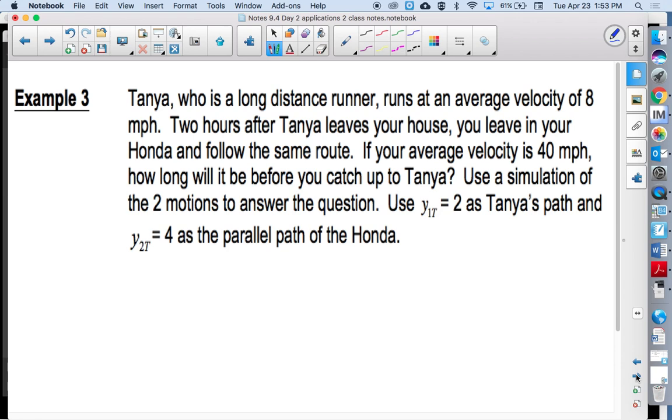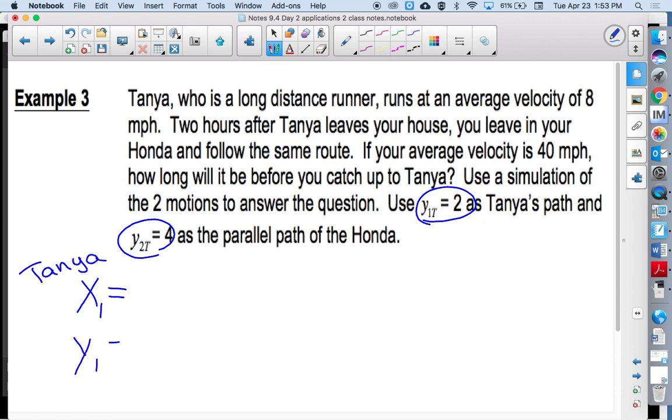The other information it says is for the y values to use 2 and 4. Because we are not going vertically. There is no angle that we're hitting anything out of. There's nothing being propelled. But we still have an object that's in motion, and there's still a velocity, so we can still think about the same information. So this would be Tanya.